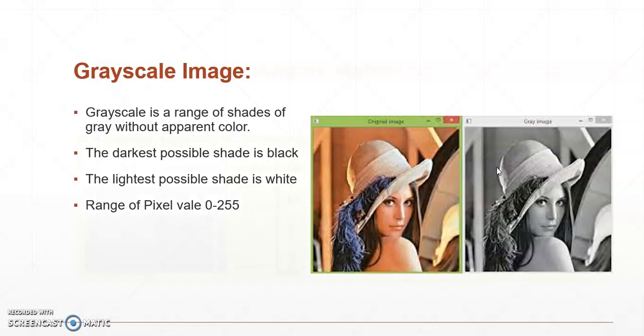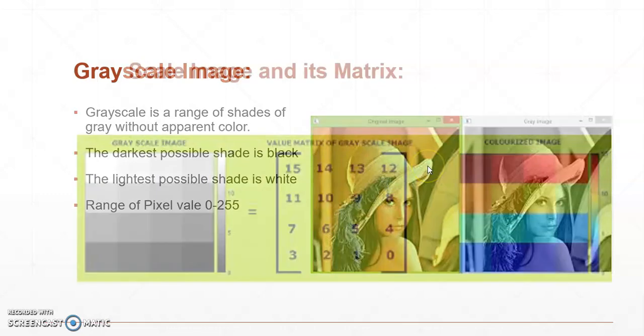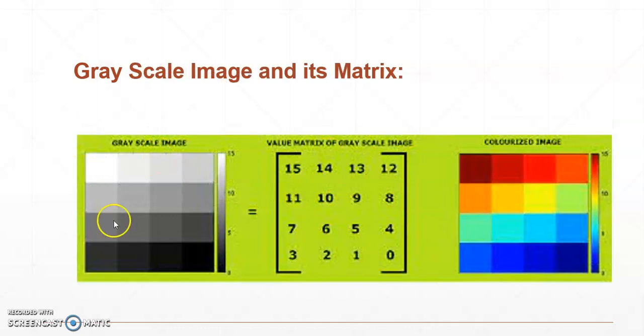Now, if I consider a color image, here you can see this is a grayscale image, and here these values 15, 14, 13 and 12 are each pixel value represented over here. This is how the matrix is represented.